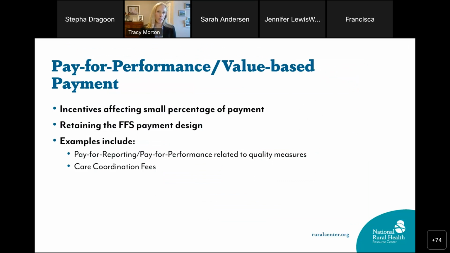Under pay for performance or value-based payment, this is really those incentives. They really affect a small percentage of payments. It's really looking at still retaining some of that fee-for-service design. Examples of this that you likely are participating in are pay for reporting, pay for performance type of quality metrics.